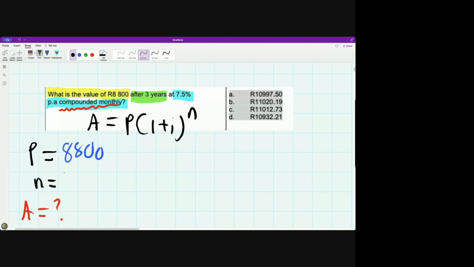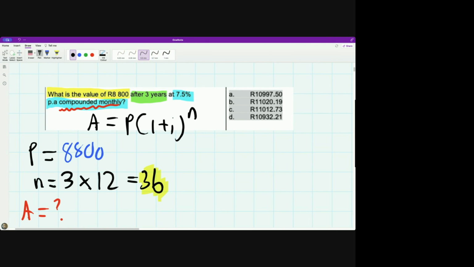So 3 is not wrong, but I need more. I need it to be in months. So I go, how many months are there in 3 years? And there are 36 months. So really, N is going to be 36. And the reason it's going to be 36 is the question asks about compounded monthly. And so you can only do this calculation in months because it said you have to compound monthly. And when something is compounded monthly, it means we're adding interest every month. We're not just adding interest on the original, we're adding interest on the interest we've already accumulated.